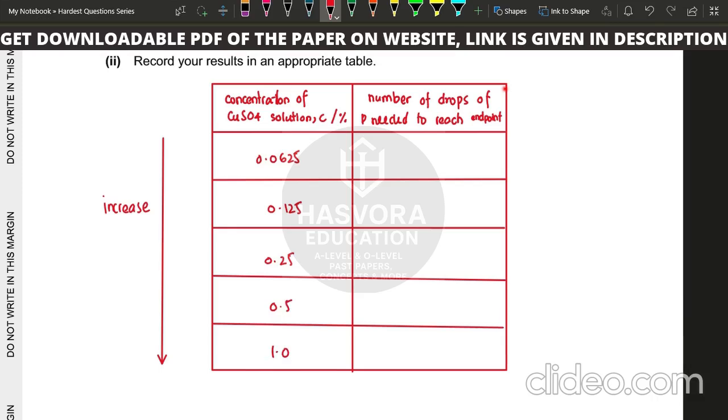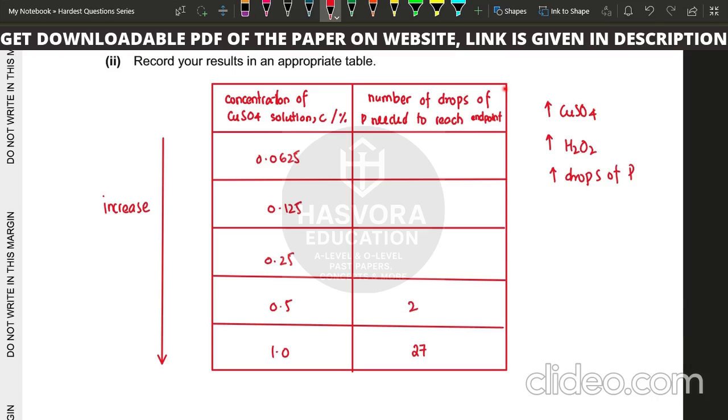Now you have to write the number of drops. What I told you is that the more the concentration of copper sulfate, which is the inhibitor, this means the more hydrogen peroxide remains, which means more drops of P, or you can say KMnO4, the potassium permanganate, are needed. So for 1% I will write the highest number of drops. Let's pick 27, and your drops should be in whole numbers, not decimals, otherwise it will be discarded.